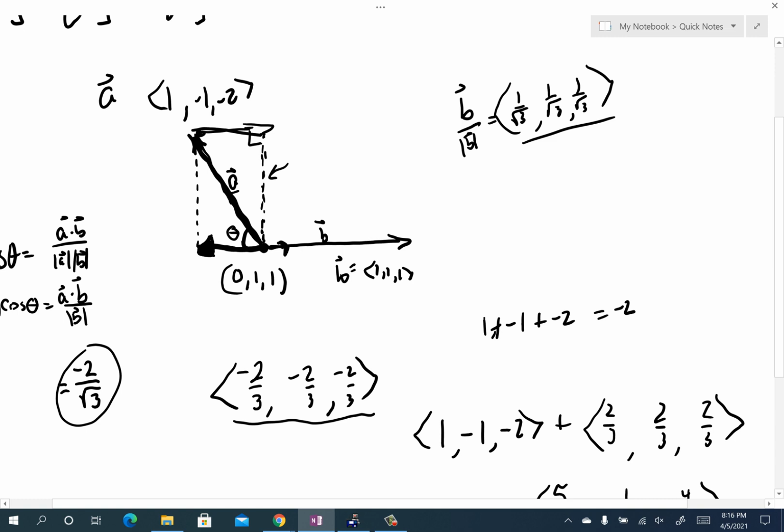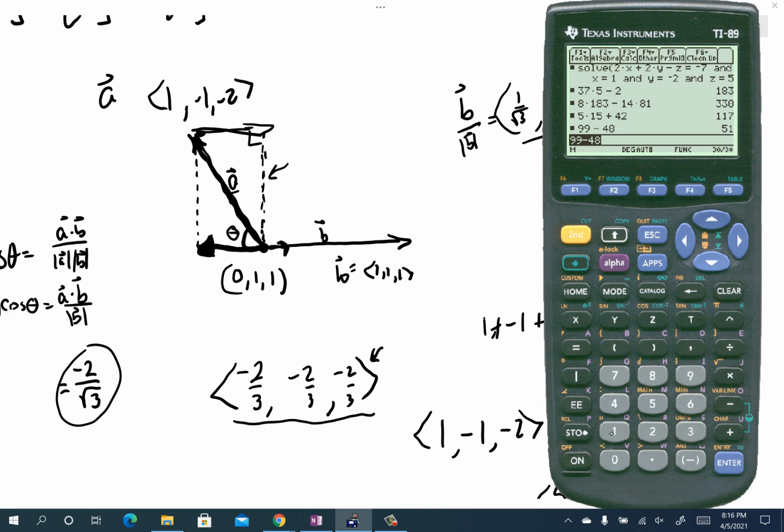Okay, so then I need to find the magnitude of this guy for right now. This is what I did wrong earlier, and I know what I did wrong now on the other one. So it's the square root of 2 divided by 3 squared, times 3, of course, because there's 3 of them, right? So you get 2 root 3 over 3. 2 root 3 over 3 is the magnitude of that guy, right?